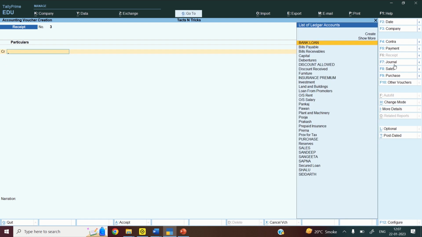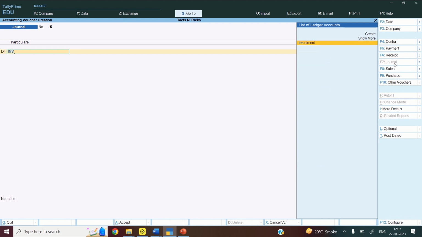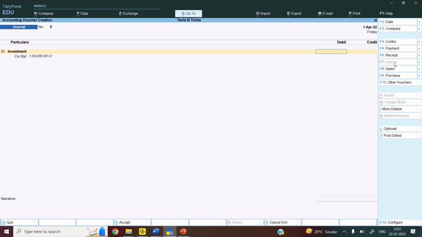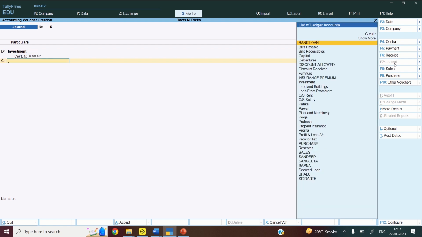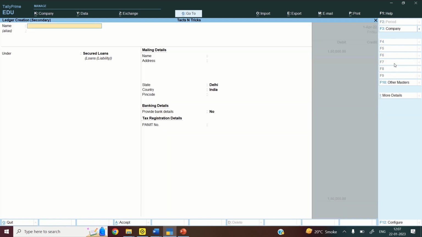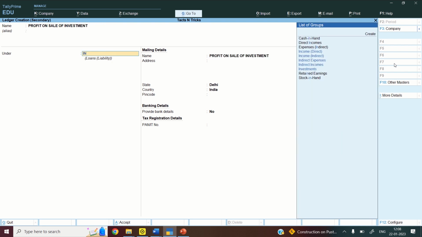Then we will go to journal and we will do the profit adjustment. So on the debit side it will be investment and 2,50,000 minus 1 lakh. So that is 1,50,000 profit on sale of investment. So again I will create the ledger, Alt plus C, and the ledger name will be profit on sale of investment, and it is your indirect income.